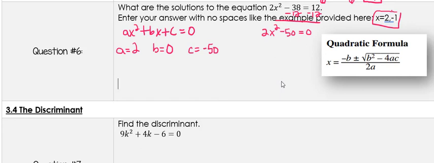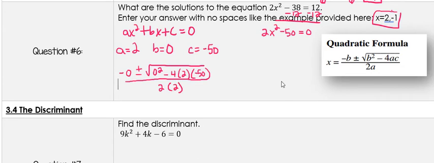So I'm going to go ahead and substitute in all of my values. So I'm going to have negative 0, doesn't really make sense, but I'm just going to follow the formula to begin with. I've got 0 squared because I've got b squared and b is 0, minus 4 times a, which is 2, times c, which is negative 50, all over 2 times a, and a is 2.